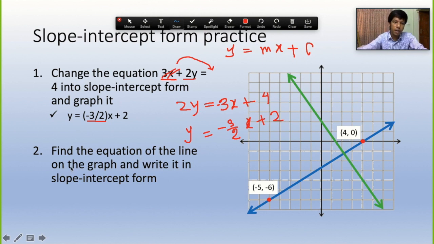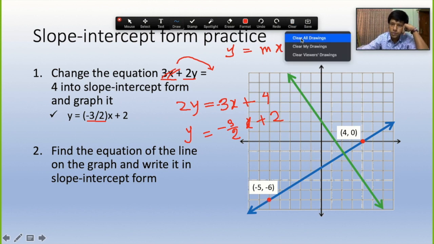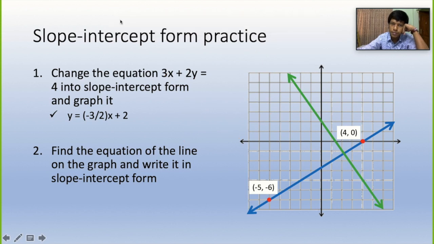Find the equation of the line. Find the equation of the line on the graph and write it in slope-intercept form. So this is the point and this is the point. How can we find the equation of this line? How can we find it out? What is the way?